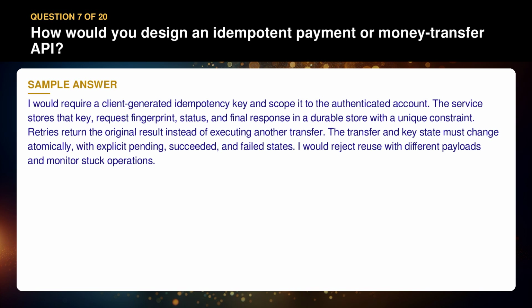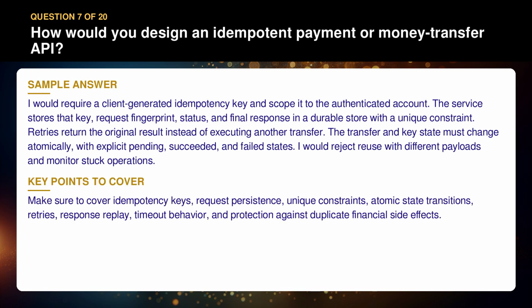Retries return the original result instead of executing another transfer. The transfer and key state must change atomically, with explicit pending, succeeded, and failed states. I would reject reuse with different payloads and monitor stuck operations. Make sure to cover idempotency keys, request persistence, unique constraints, atomic state transitions, retries, response replay, timeout behavior, and protection against duplicate financial side effects.